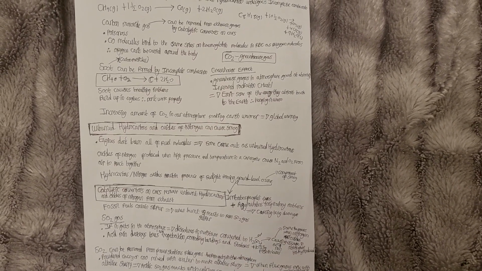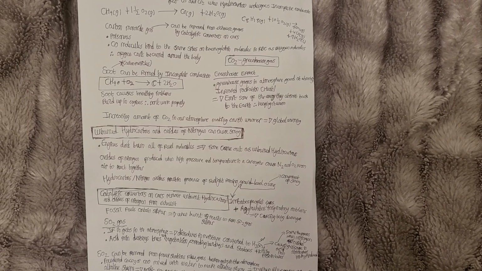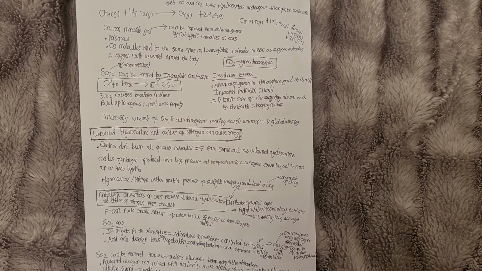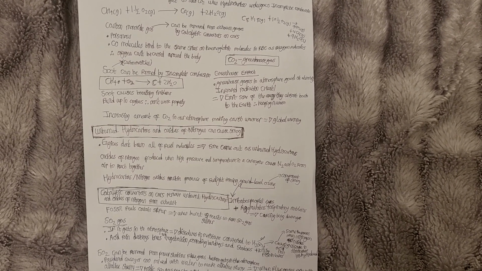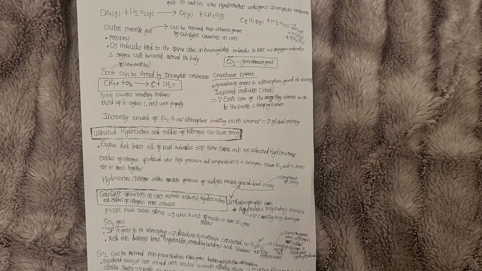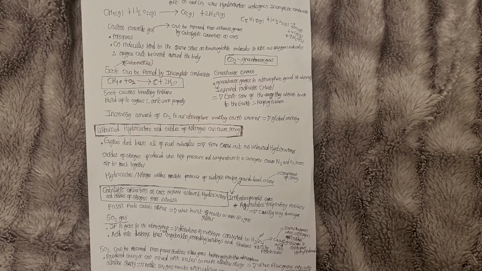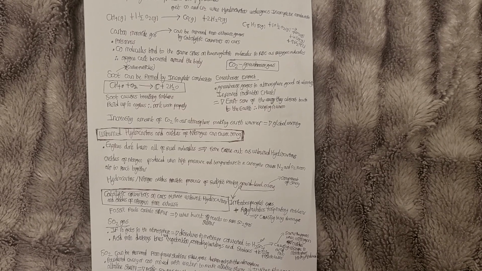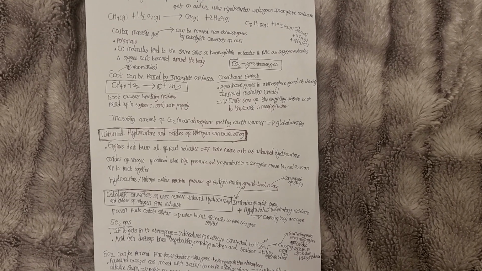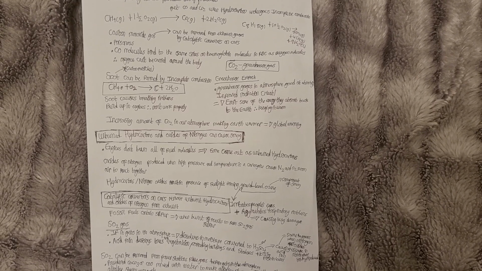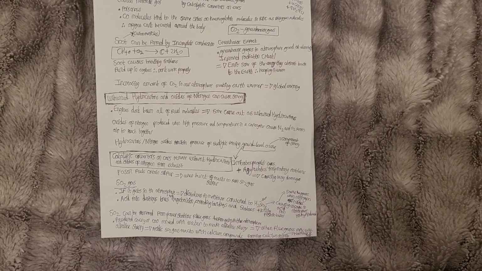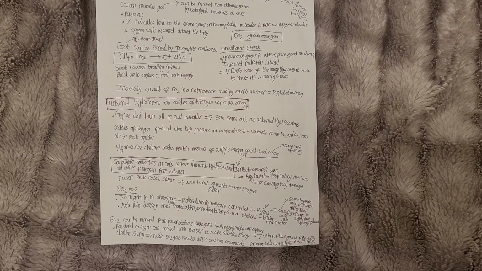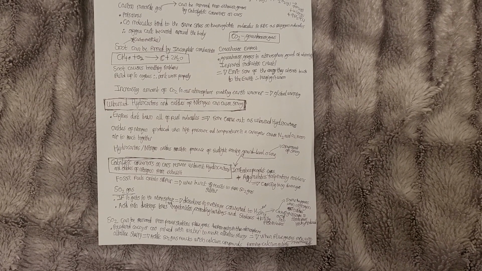Unburned hydrocarbons and oxides of nitrogen can cause smog. Engines don't burn all the fuel molecules, so some come out as unburned hydrocarbons. Oxides of nitrogen are produced when high pressure and high temperature in a car engine cause nitrogen and oxygen from air to react together. Hydrocarbons and nitrogen oxides react in the presence of sunlight, forming ground level ozone, a component of smog. Catalytic converters in cars remove unburnt hydrocarbons and oxides of nitrogen from exhaust.